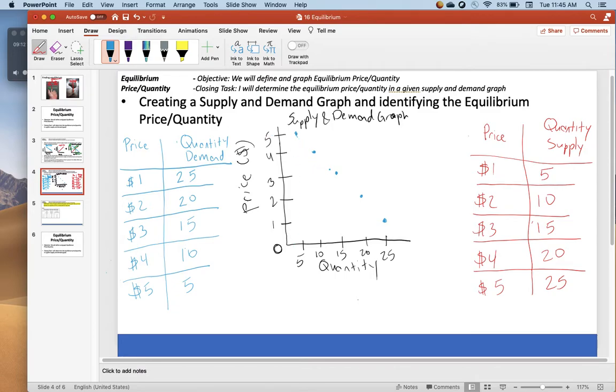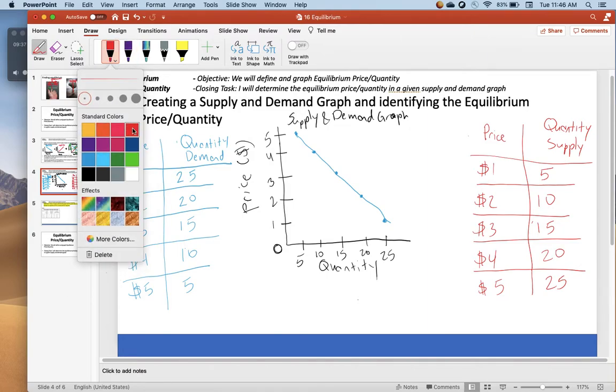Notice this follows the law of demand. As my price starts to increase, as I go up in price, my quantity demanded goes down. So that's part of the law of demand. Now what I'm going to do is connect these points, and try my best to draw a nice straight line. Okay, so I've graphed my demand data.